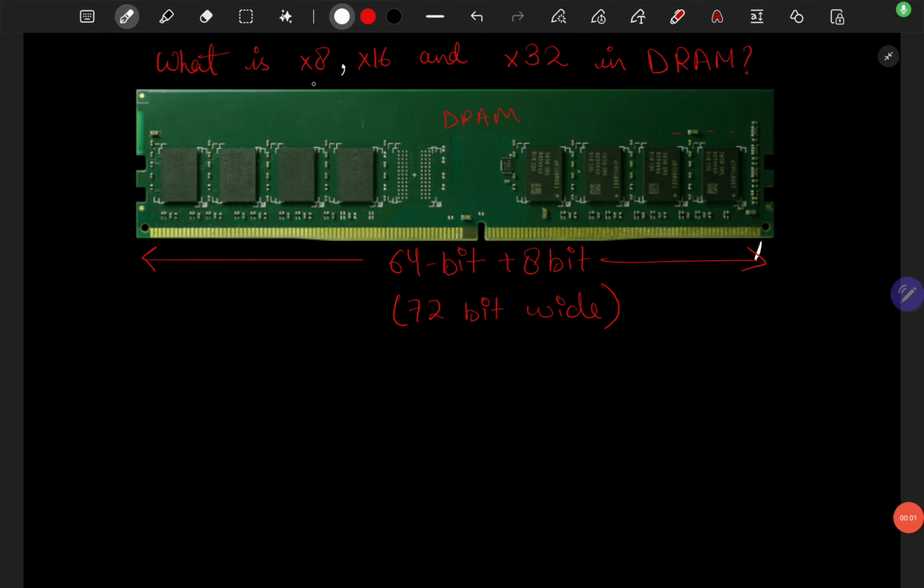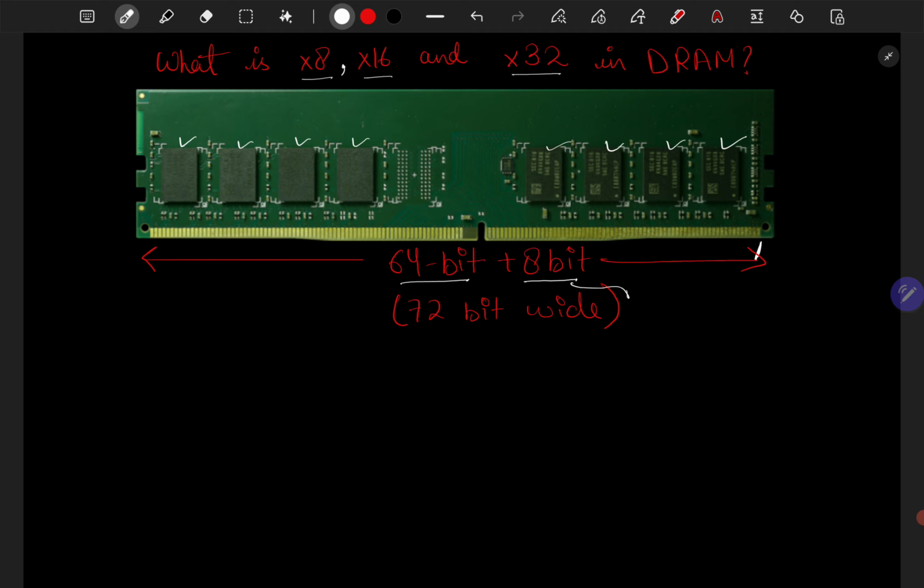So hello everyone, today we will discuss x8, x16 and x32 in DRAM. This is our typical DRAM, and inside it we have these black chips. The thing to note is that our DRAM channel is 64 bits wide, with 8 bits of ECC code.